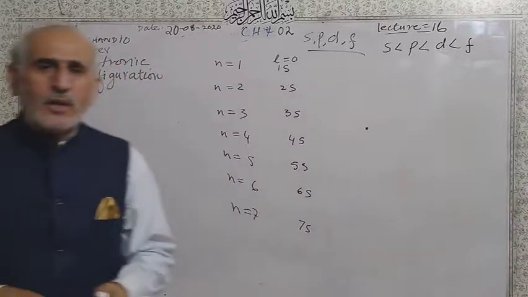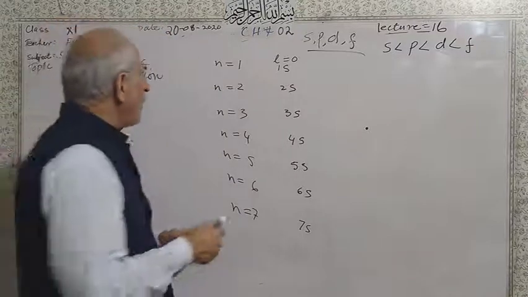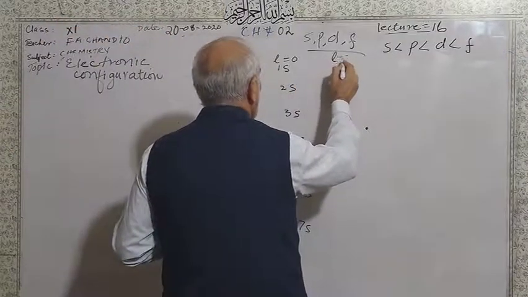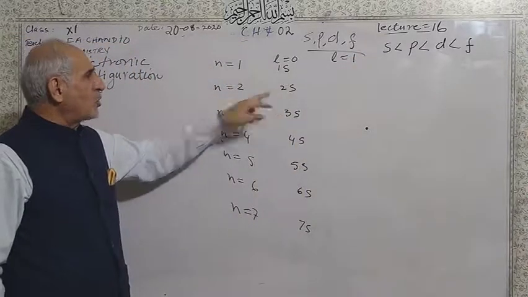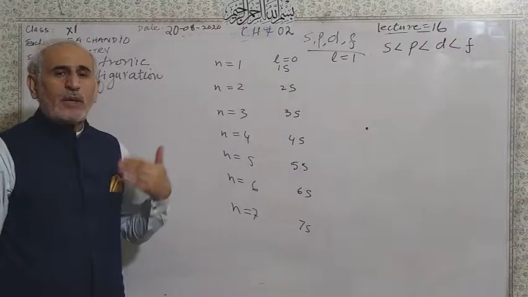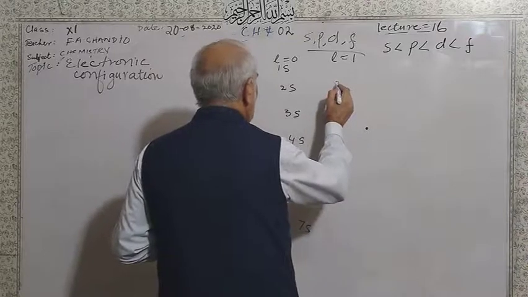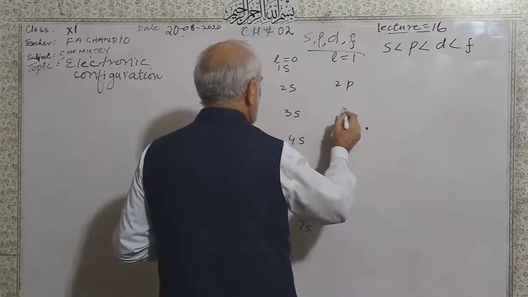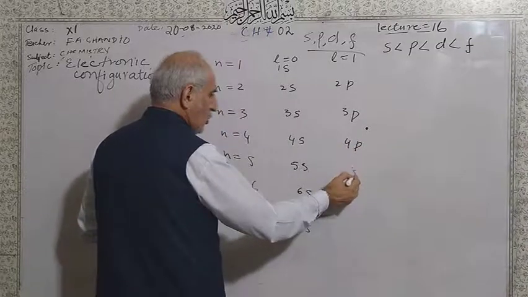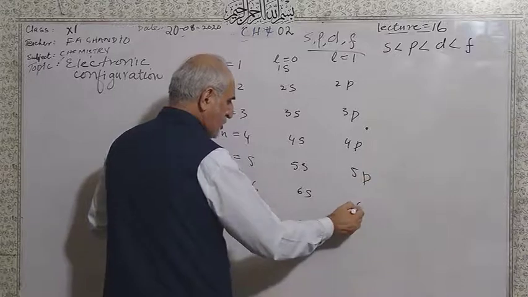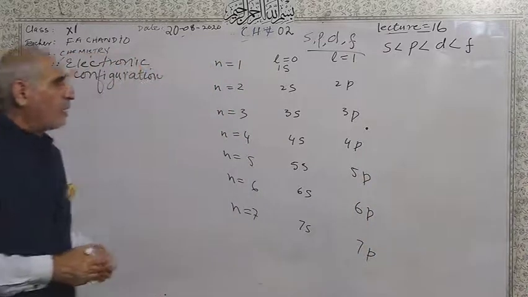When L is equal to 0, S. So when L is equal to 1, you find that P starts from 2, P does not start from 1. So that is why there will be 2P, 3P, 4P, 5P, 6P, and 7P. Like this one.